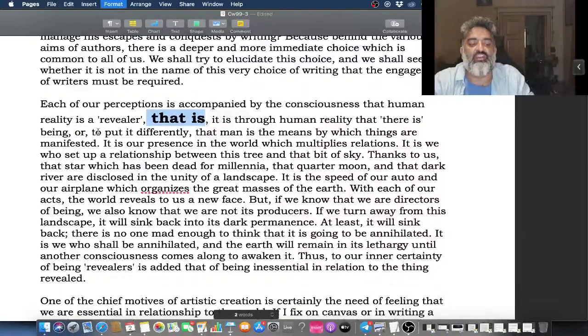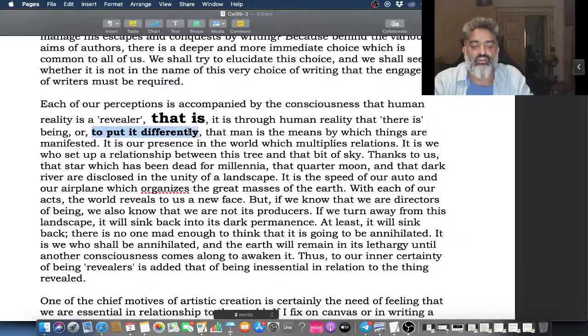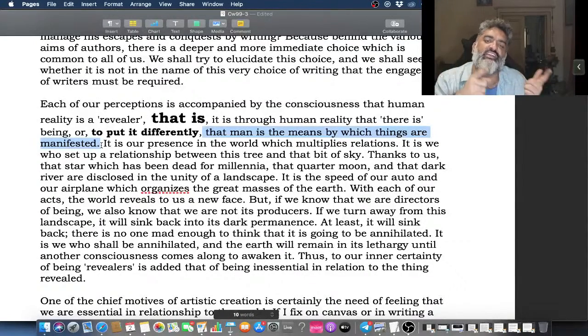To put it differently is another way of saying in other words. If I did not understand that human reality is the revealer, that man is the means by which things are manifested, now I should be getting the idea. Human reality is the revealer in different words. So just stick to the original idea. Don't interpret it, don't go left, don't go right, don't overthink. Hold your sentences, right?